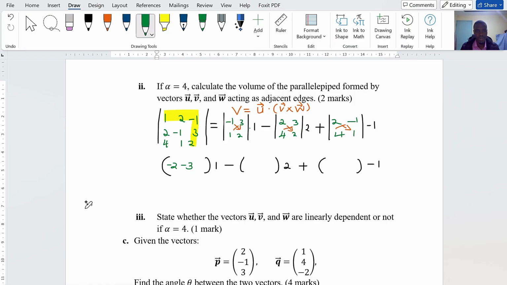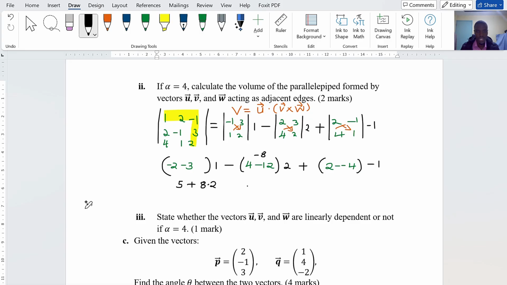Okay, let's proceed. Now 2 times 2 is 4, minus 4 times 3 which is 12. Then 2 times 1 is 2, minus 4. So when you do that maths, -2 minus 3 gives us -5, times 1 is -5. Then we have 4 minus 12, which is -8. Negative times negative gives you positive, so plus 8, then times 2, 16.